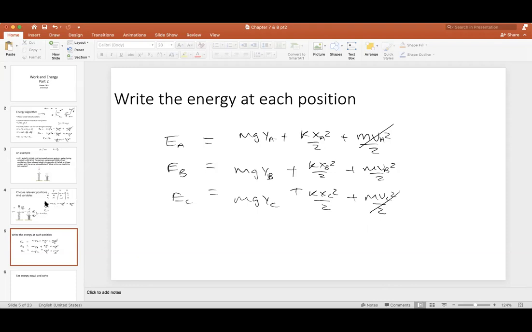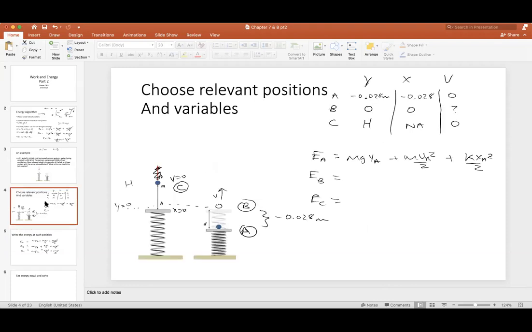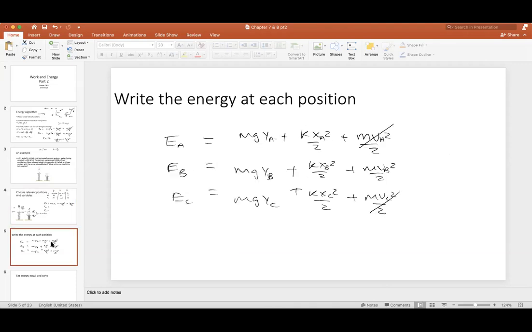If we look here, we also know that when it reaches equilibrium point, when it's at position B, Y and X were 0. So these guys go away. And finally, we said that once it cleared the spring didn't matter anymore. Okay, so all we're left with is this term, this term, this term, and this term.